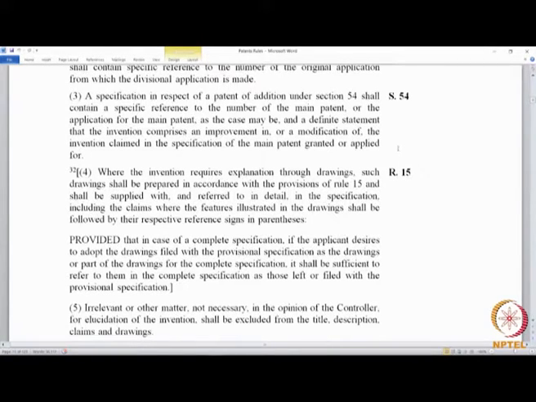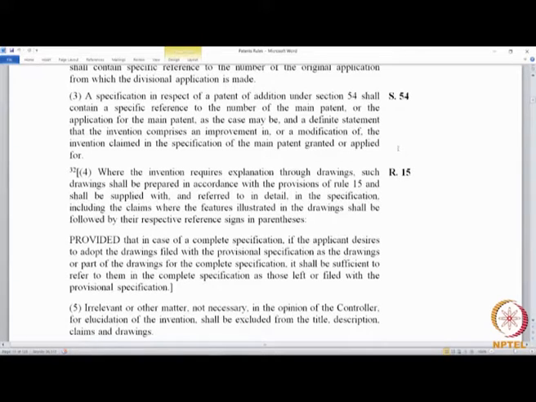where the features illustrated in the drawings shall be followed by their respective reference signs in parenthesis. So, the features used in the drawing have to be mentioned in the written part of the specification and the claims. So, if the drawing contains a part of an invention which is numbered as 10, say a bottle cap. Now, the bottle cap is numbered as 10 in the drawing. So, when you mention bottle cap in the claim, you will include 10 in brackets to show that the 10 is what is being numbered as the bottle cap in the drawing. So, there has to be reference in the claim where the features illustrated in the drawing shall be followed by the respective reference signs in parenthesis, which are numbers. You would give a reference to the drawing by way of numbers. The parts of the invention are described in the drawing by way of numbers. So, there has to be a specific reference to that number in parenthesis in the claim.